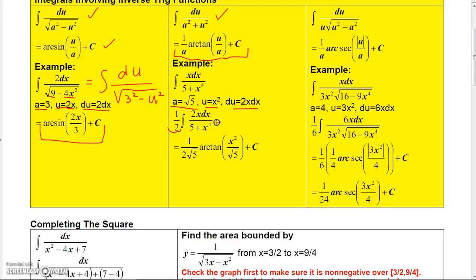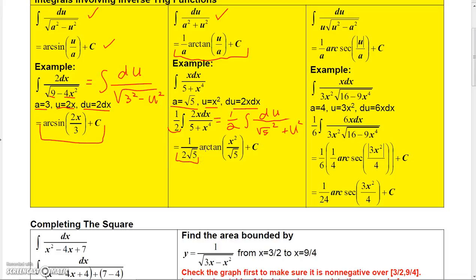So now, here's what I've got. I've got 1/2 on the outside, and now that integral is of the form where the top is du, and the bottom is simply the square root of 5 quantity squared plus u squared. And so it fits this form up here. So now it's going to be 1/2 times 1 over a, and 1 over a would be 1 over square root of 5. So 1/2 times 1 over square root of 5 gives you 1 over 2 square root of 5.